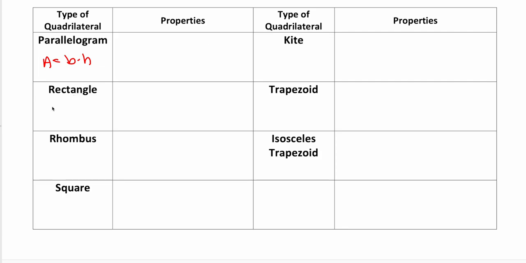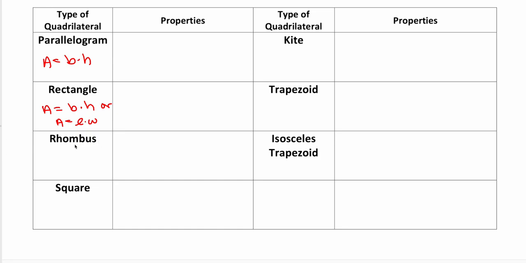Actually, the rectangle has the area of base times height, or length times width if you remember back from elementary. So we can also say that area is equal to length times width. Either one is the same, it's fine, they mean the same thing.